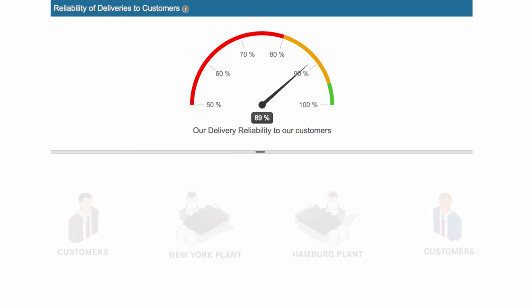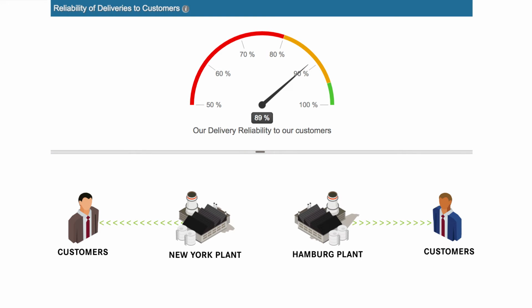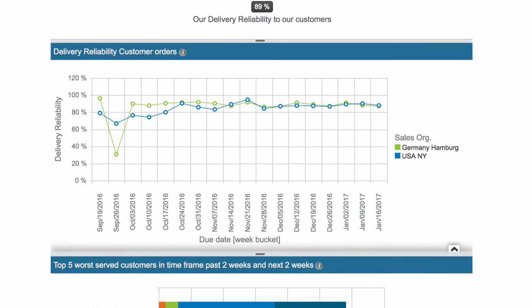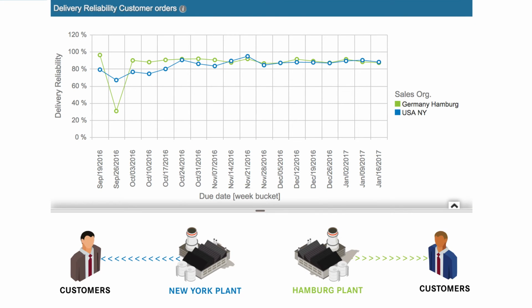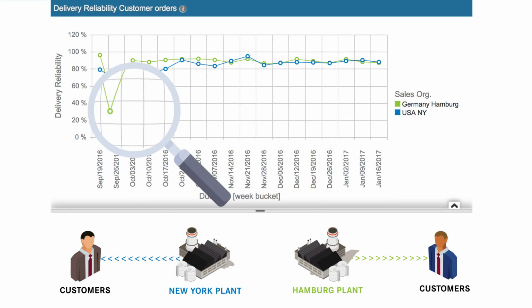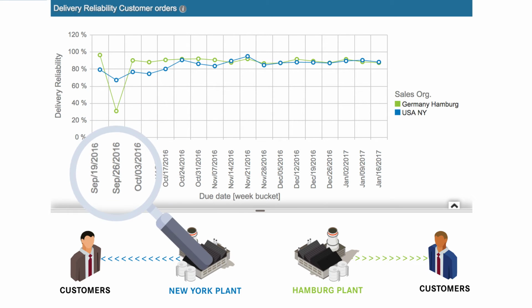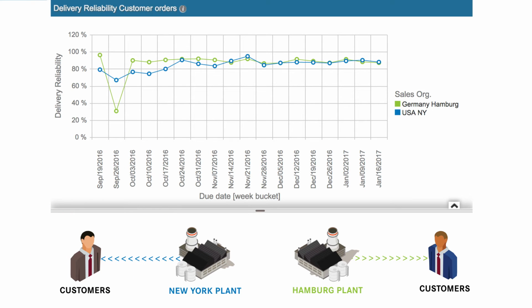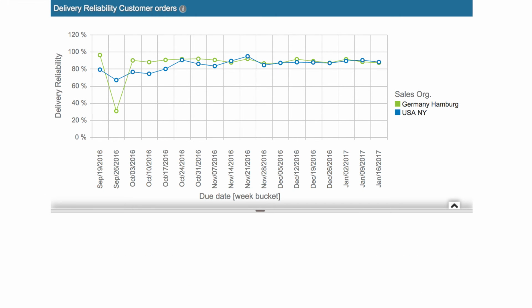As we can see here, there is room for improvement as the average company-wide service level is 89%. The next overview shows the customer service from each plant by week. Hamburg experienced a dip back in September, but both are currently around 80%. We now need to know which customers are not being serviced properly and which ones are going to be hit in the future. Plus, we also want to understand why the issues occurred.